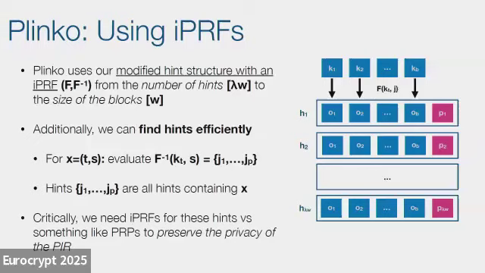And so once we have an IPRF, we're pretty much done as far as the PIR is concerned. Because now to find a hint efficiently, we just take our X, we look at the block key and the offset, and we just invert. We just run the IPRF backwards, and we get out some indices, J1 to JP, and these are exactly the hints that contain X.